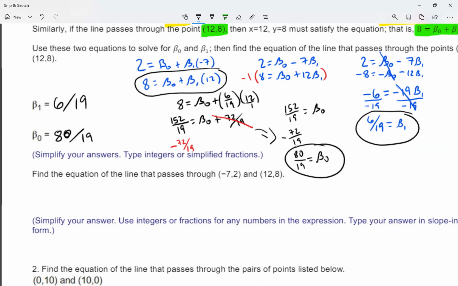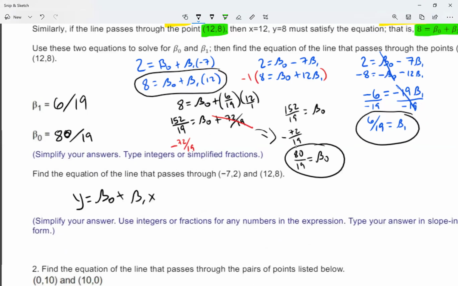Remember how at the beginning I mentioned something like y is equal to beta 0 plus beta 1 times x. Remember that's on the top of your notes. You know the values of beta 0 and the values of beta 1. So my equation is going to be y equals 80 over 19 plus 6 over 19x.